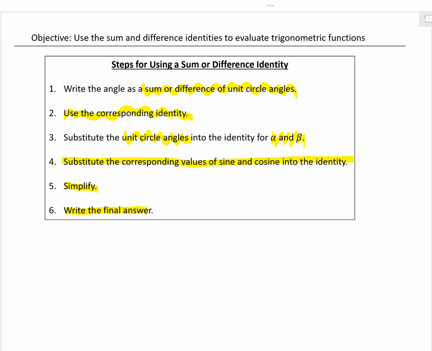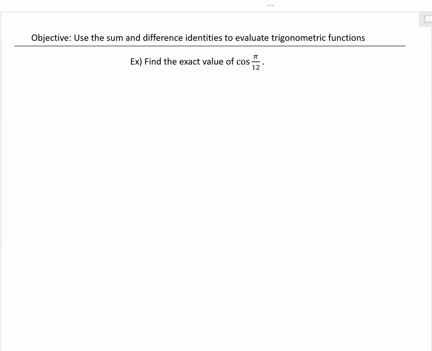All right, let's take a look at a couple problems. So here we are going to find the exact value.